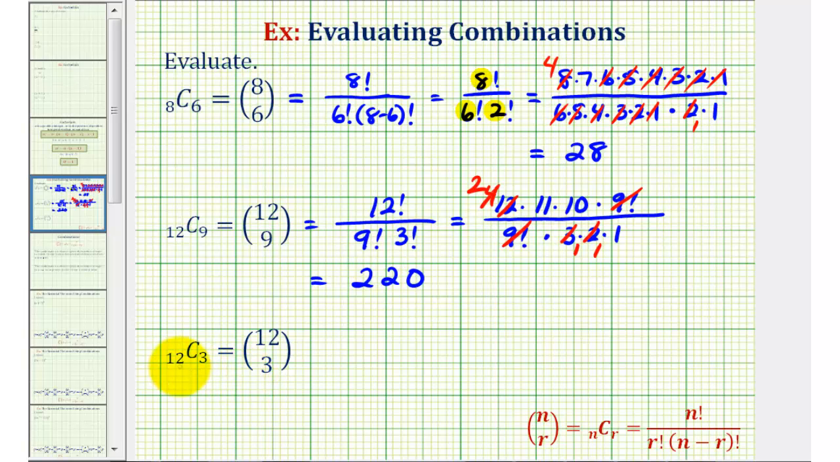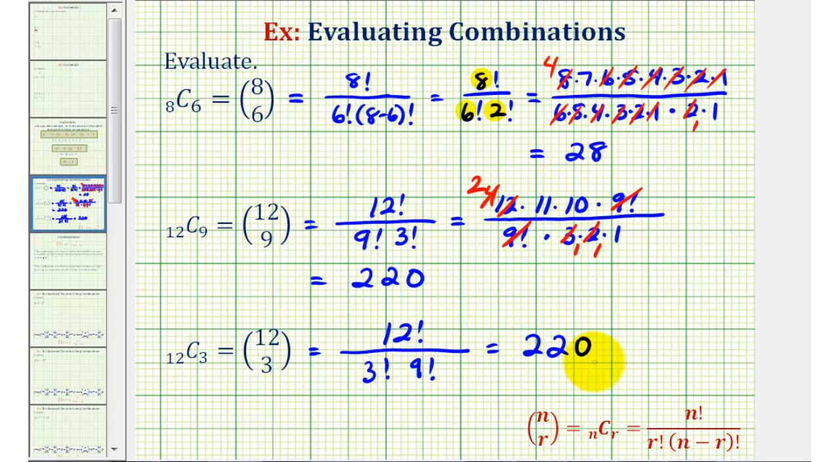And now for the last example, we have 12 choose 3. The numerator will be 12 factorial. The denominator is going to be 3 factorial. And the second factorial is going to be 12 minus 3 factorial, or 9 factorial. And before we do a bunch of unnecessary work, let's compare this fraction to this fraction here. Notice how they're equivalent, and therefore the result is going to be the same. So this would be equal to 220, just as the previous example.